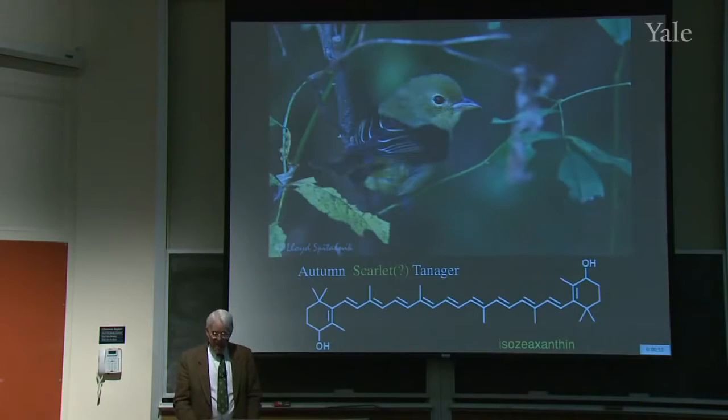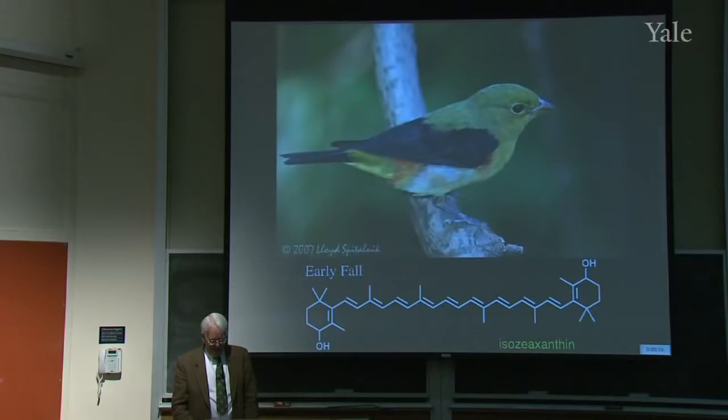But this is actually late in the fall. If you looked a little bit earlier in the fall, the scarlet tanager looks like this. So it's got a little bit of red in it, right?